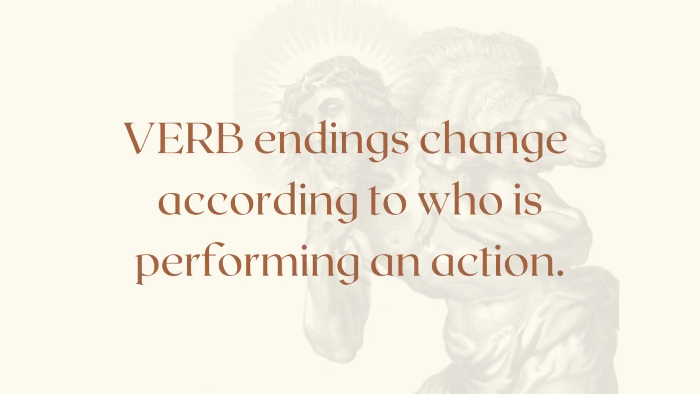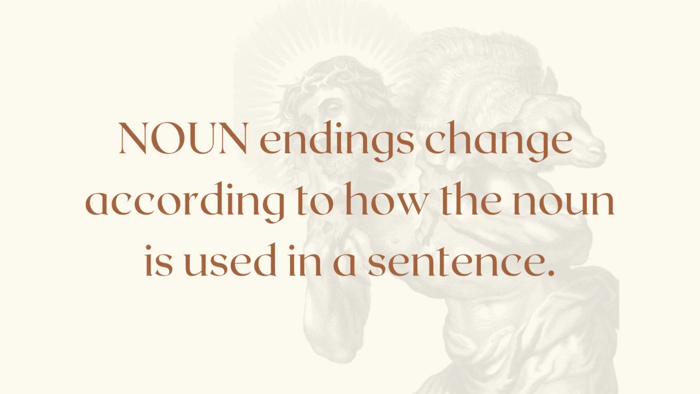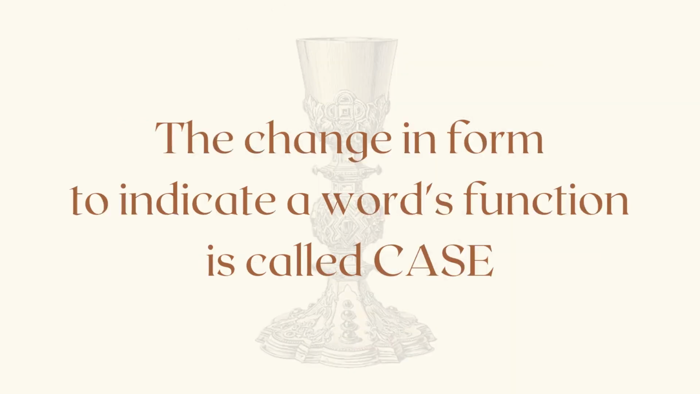So we've already seen how Latin verbs have various forms. We know that the verb endings change according to who is performing an action. Latin nouns also have various forms, but the way they change is a little different from the way the verbs change. Noun endings change according to how the noun is used in a sentence. This change in a noun to show its use is known as case, and the endings are known as case endings.